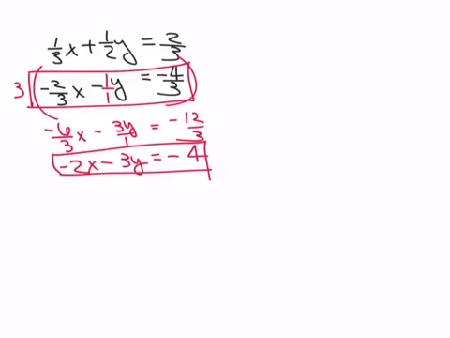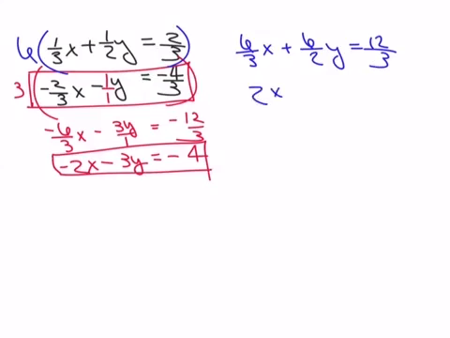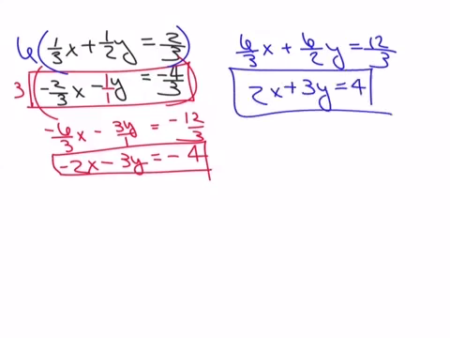I'm going to multiply this top one. Well, I have a 3 and a 2, so the common denominator here is going to be 6, isn't it? So I'm going to get 6 thirds x plus 6 halves y equals 12 thirds. So 2x plus 3y equals 4. So these are my two equations. So if I stack them, it doesn't matter which one you put on top of which one because you're adding, right?